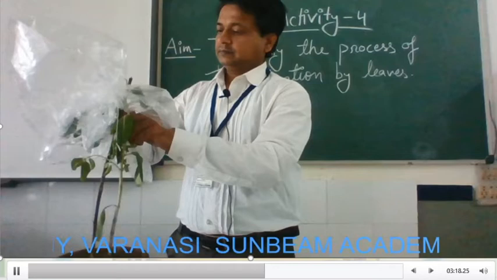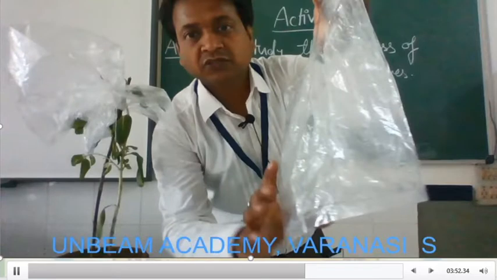Now remove the threads and then take out the polythene bag softly and observe inside it. Now children, you can see very clearly inside the polythene bag the droplets of water are present. The small drops of water are present on the inner surface of this polythene bag, which I have used to cover the branch of the plant with leaves.